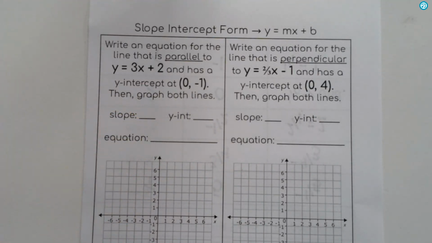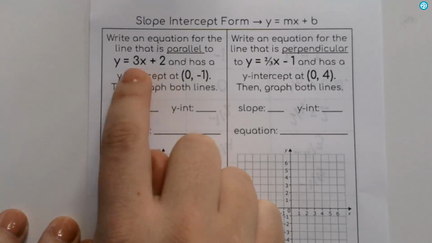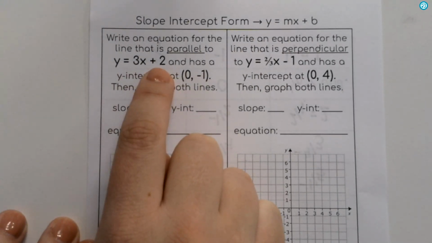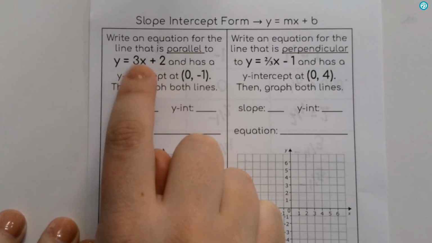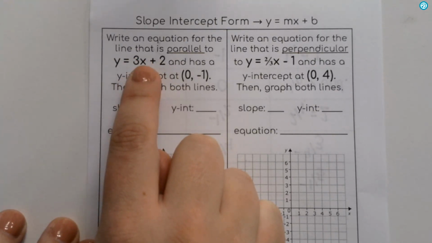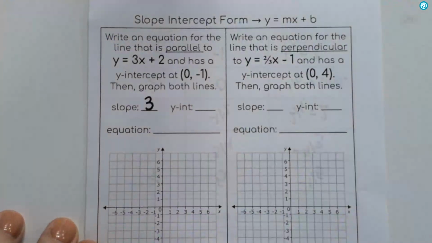So for this first one, it's asking for an equation that is parallel. Parallel means the same slope. What is the slope of this line right now? 3x. Just the 3. So our slope currently is just that 3. So if it's a parallel line, we want to have the same slope. So the slope of our new line is also going to be 3.